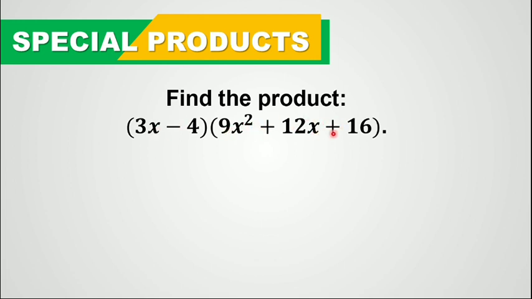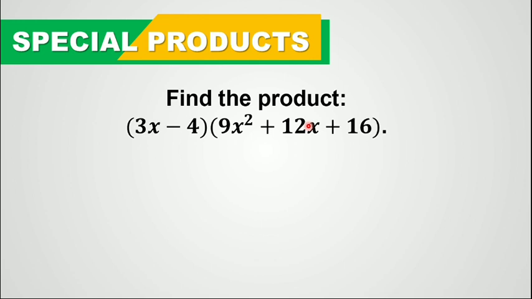So just, the last term in the second factor, the trinomial factor, should just be the square of the second term of the binomial. So 4 squared, that's 16. Therefore, these factors follow the pattern of the given, the pattern that we gave.